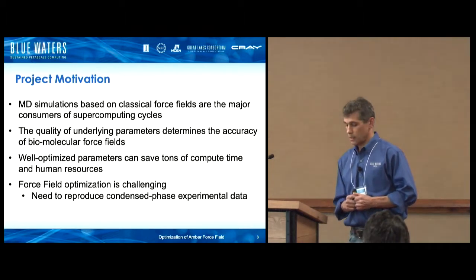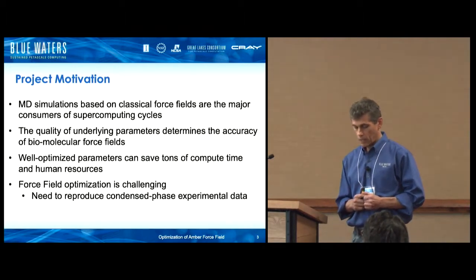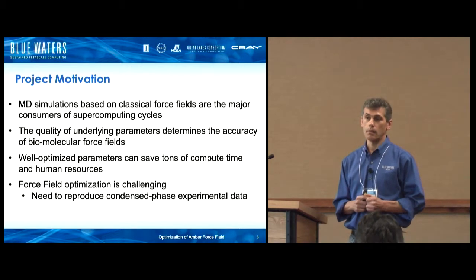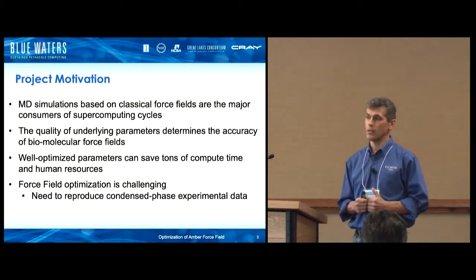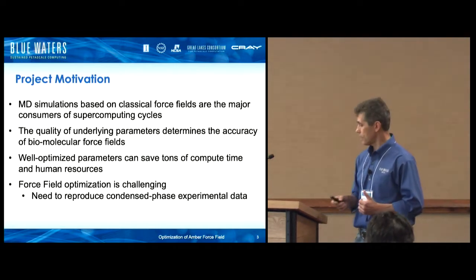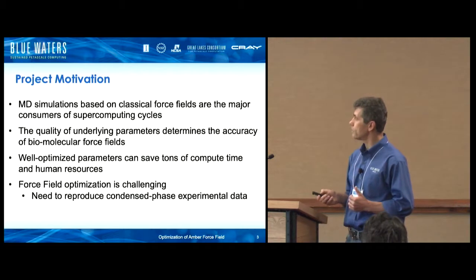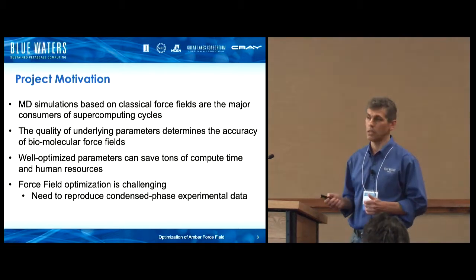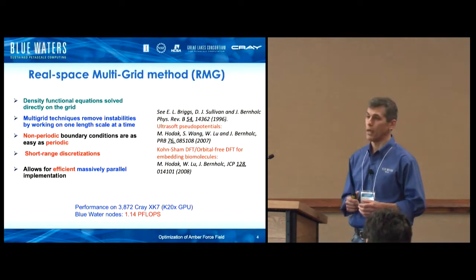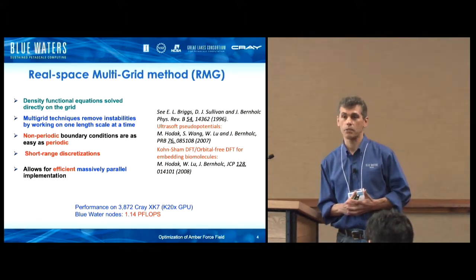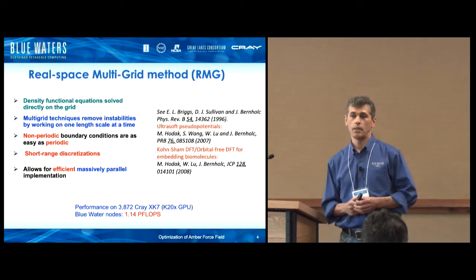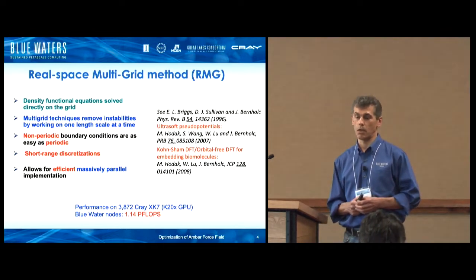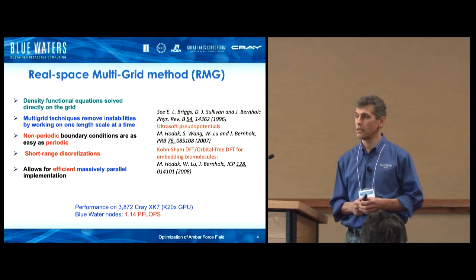And if you want to do it right, get parameters optimized well, you have to do that against experimental data. It happened that doing that right is extremely important. We'll be using several electronic structure methods that will assist us in doing that work. One of those is the RMG package, a real-space multigrid method developed by the team of Jerry Bernholk at North Carolina State University.